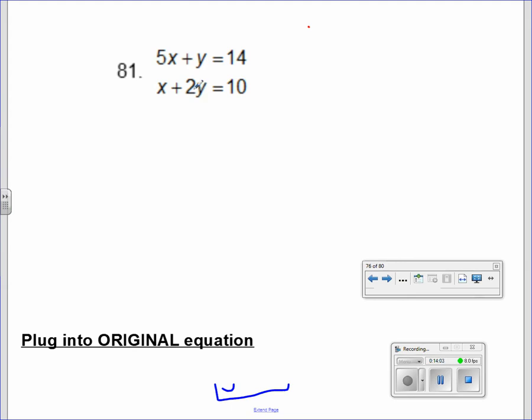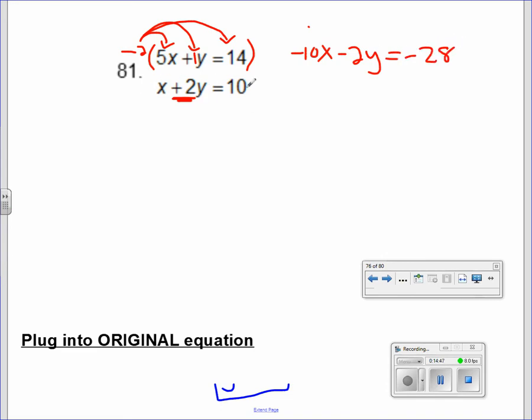I'm going to choose to eliminate the y's. And I noticed that on the bottom, I have positive 2y's. And to cancel a positive 2 to a 0, I need to take away 2. So what I'm going to do is multiply the entire top equation by negative 2. I'm going to multiply everything in that equation by negative 2. So let's rewrite this. Negative 2 times 5 is negative 10x. Negative 2 times 1y is negative 2y. And negative 2 times 14 is negative 28.